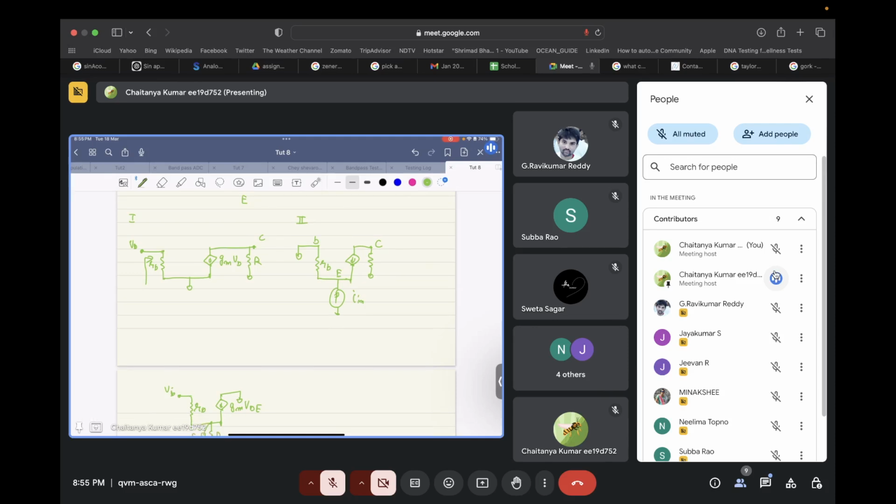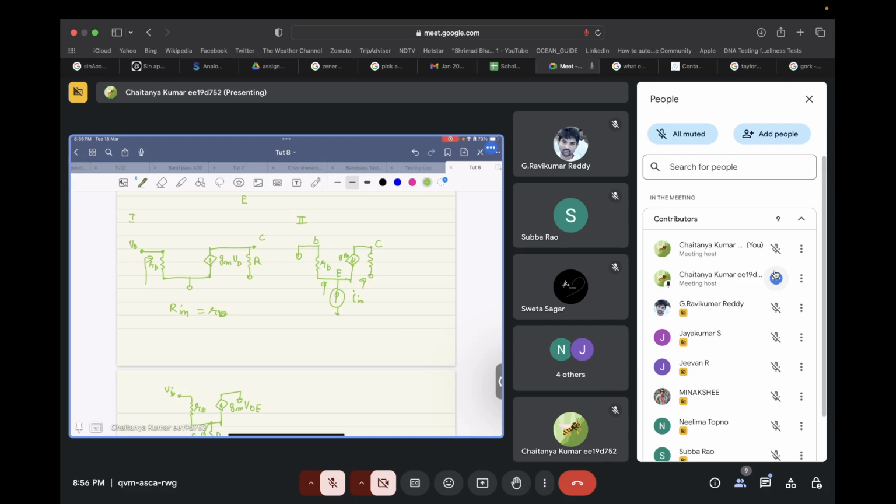So it's only a resistor RB connected to ground, right? So Rin we will have over here is equal to RB. Now what happens on the other side? In this particular case, the looking-in impedance will be from the emitter side. Correct?